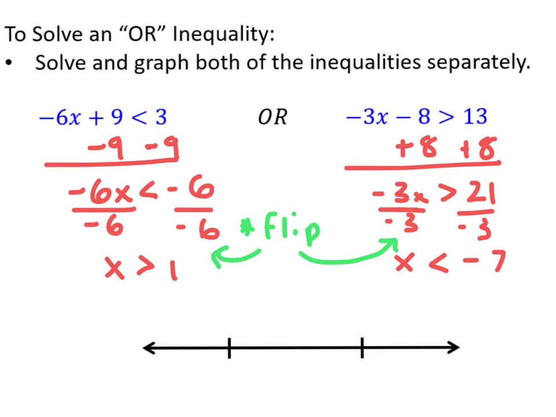Now the last part is I graph the two separately. So x is less than negative 7, so I'm going to put an open circle and write negative 7 and graph to the left, and x is greater than 1. So I use an open circle at 1 and graph to the right.